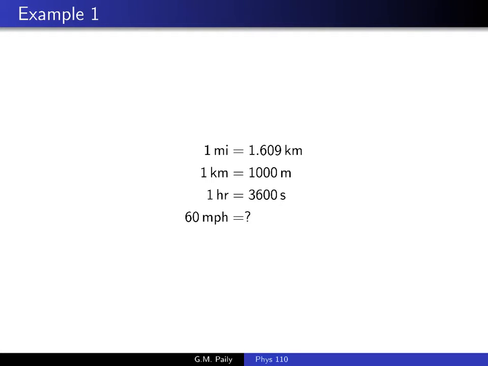So let's look at an example of a unit conversion. I give you the conversion factors. 1 mile is 1.609 kilometers. 1 kilometer is 1,000 meters. 1 hour is 3,600 seconds. How much is 60 miles per hour in SI units?